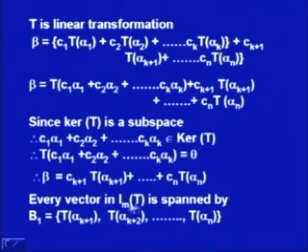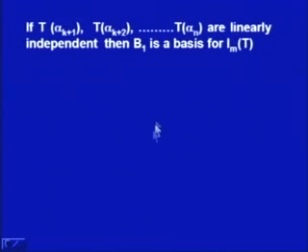Now, every vector in image T is spanned by this set, but we have to say that if these vectors are linearly independent, then we have proved the result. So, we have just said that any vector beta is a linear combination of T alpha k plus 1 up to alpha n. So, it is spanned by this set. What we have to see is that they are linearly independent, and in that case B1 is a basis for image T.